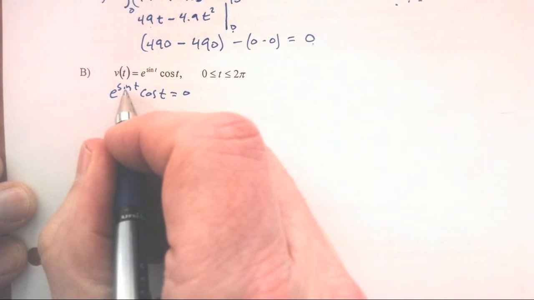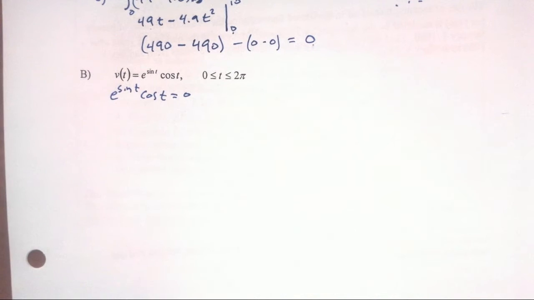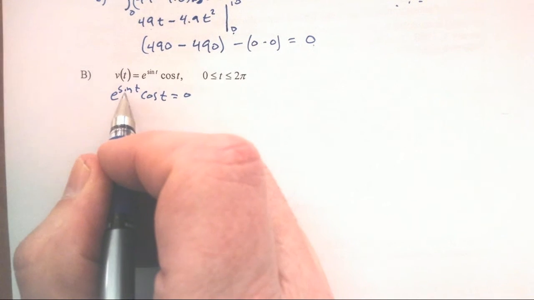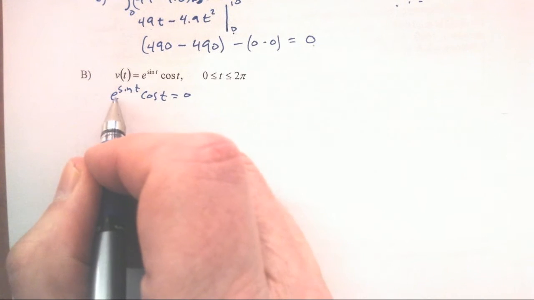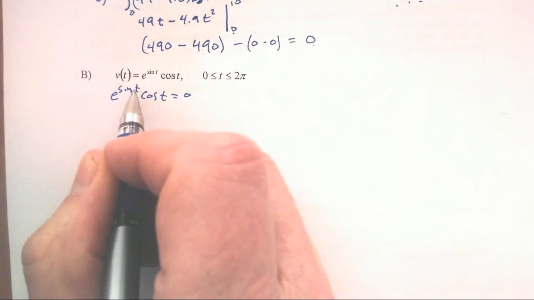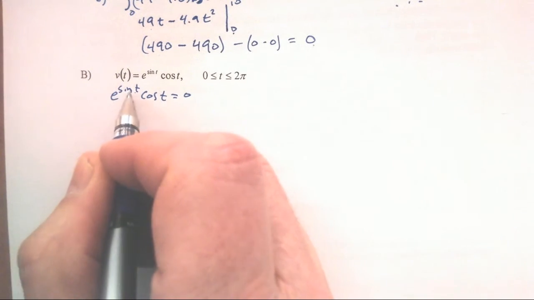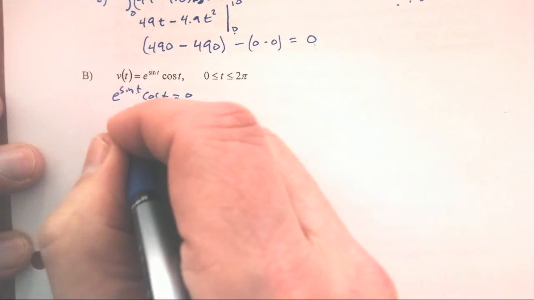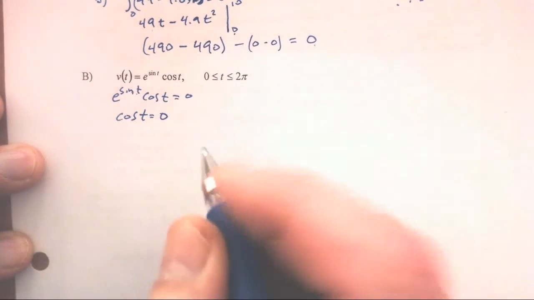Is e to the anything ever going to be 0? If sine is positive, it's e to a positive. If sine of t is 0, then it's e to the 0th, which is 1. If this is negative, then it's e to the negative, but that's 1 over e to the positive. This is always going to be positive, so our only hope is for cosine of t to be 0.